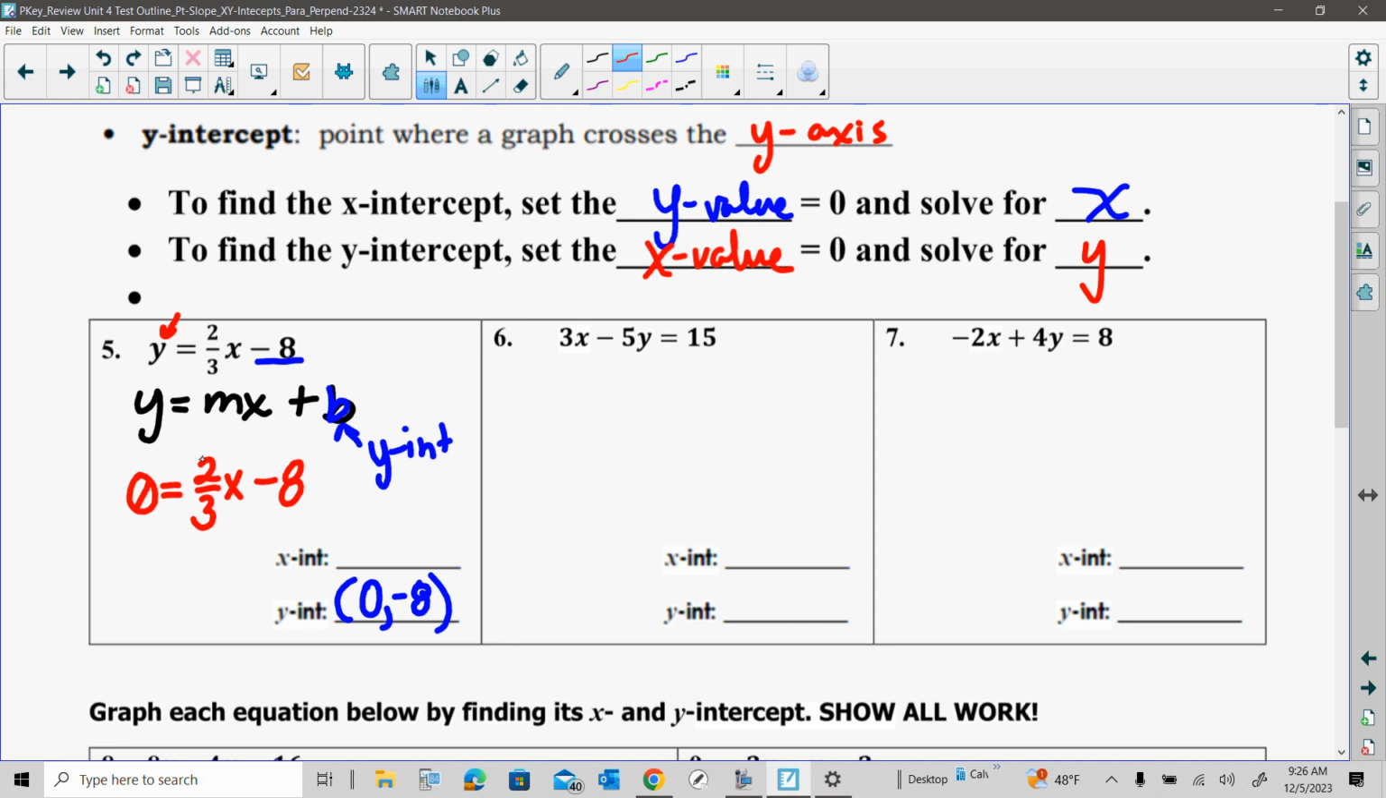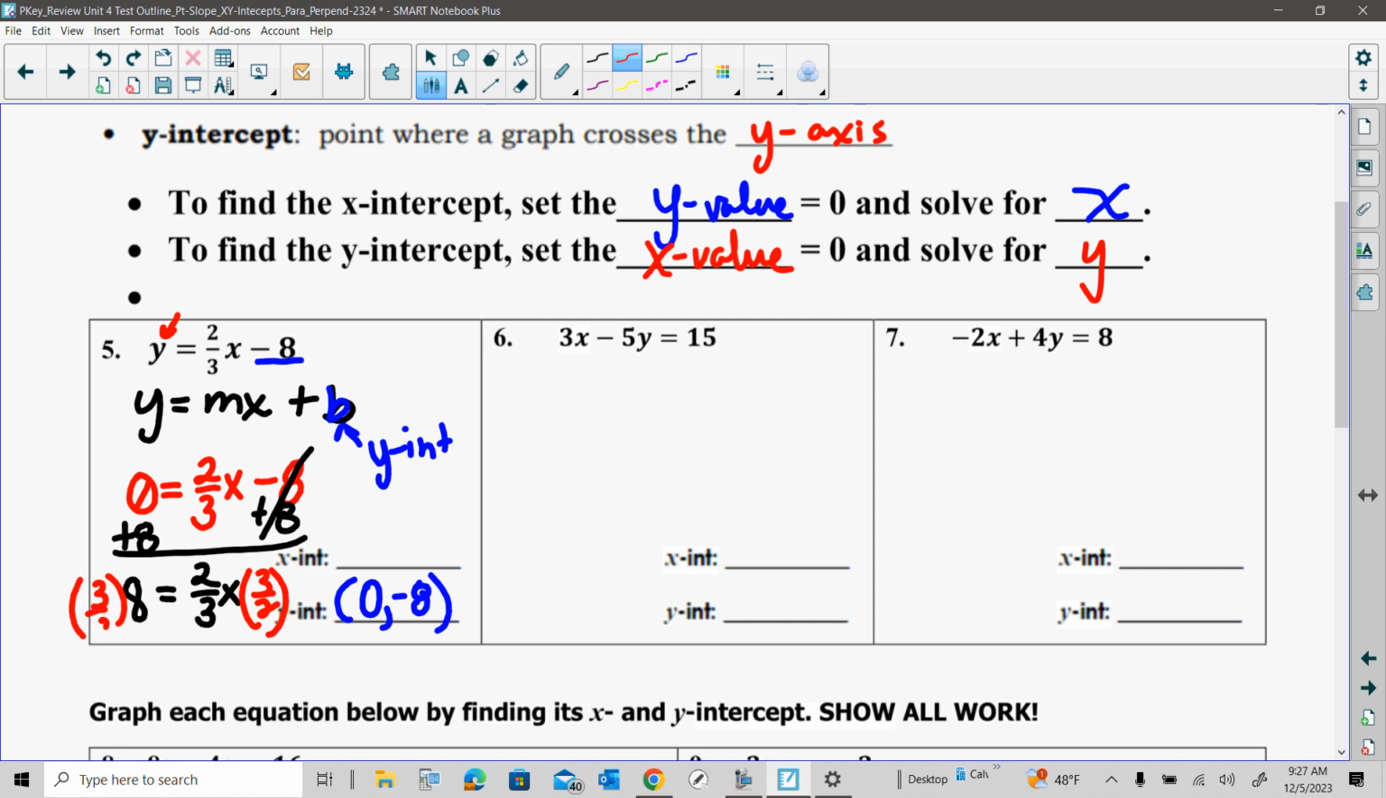Before flipping, yeah, I need to get rid of this -8. So I need to do +8 on both sides. Do that with me. So now we have 8 is equal to 2/3 x. And now we're back to what you said, flip it. So if I flip it, that's 3/2.